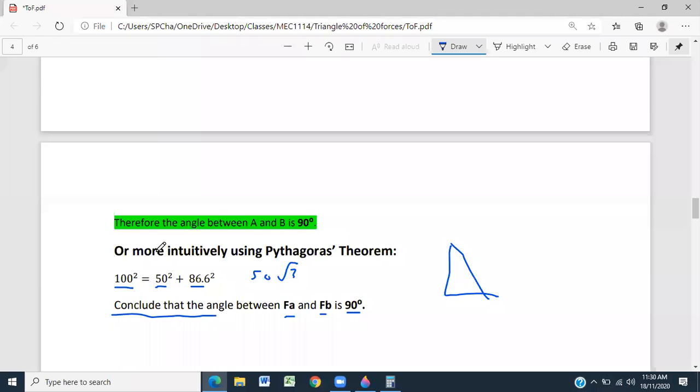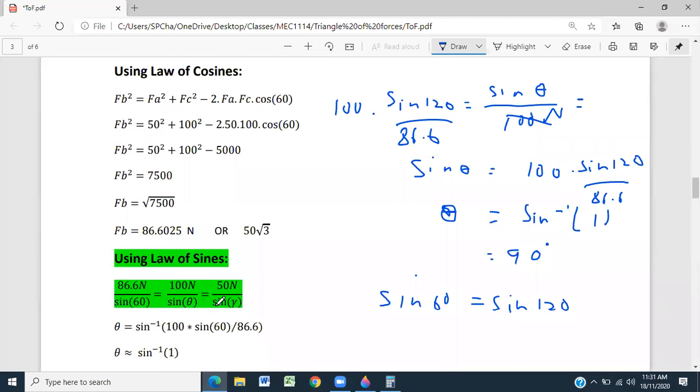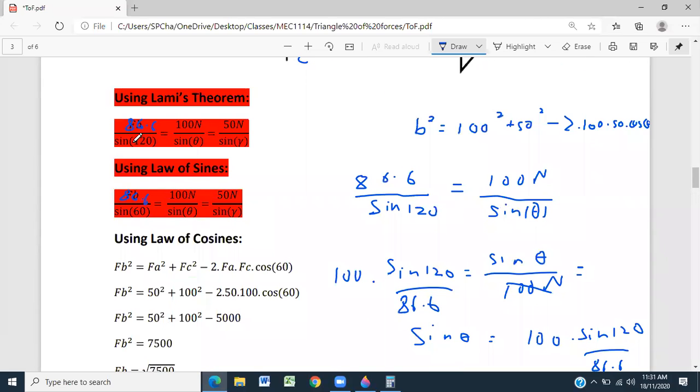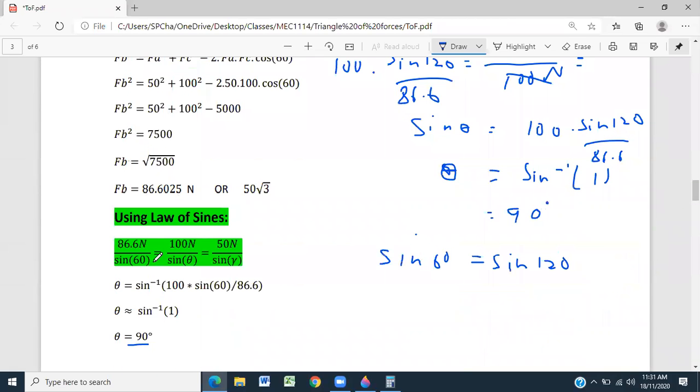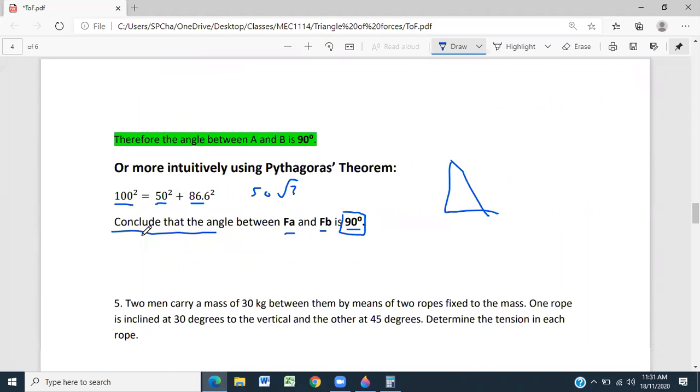But I don't expect everyone to see it this way, using just the magnitudes and realizing that they suit Pythagoras' Theorem and that the angle is 90 degrees. So if you can't see that, just use the sine rule. Because remember, it wasn't working before, but then we found this magnitude, and now the sine rule or Lami's theorem starts working. So now we can find the angle, and we know the angle is 90. Right? Good. So any questions? We'll move on.